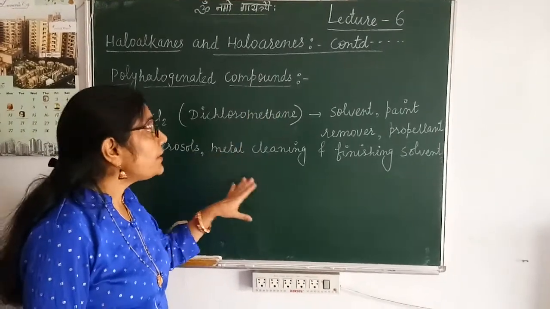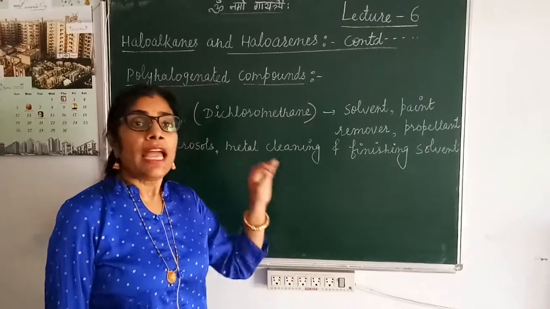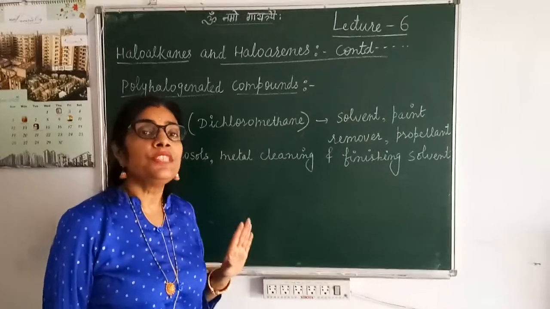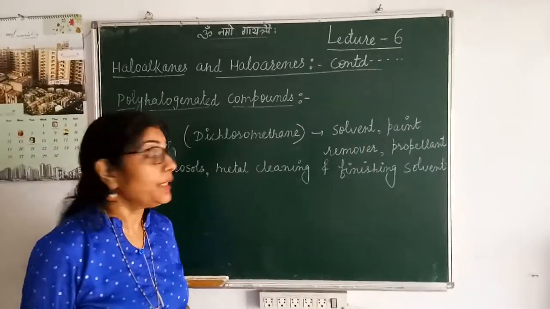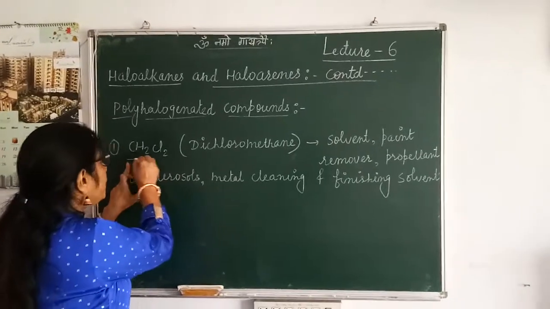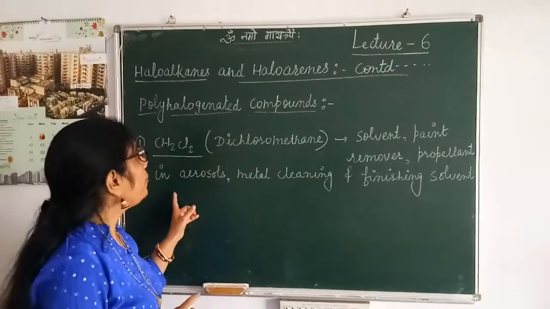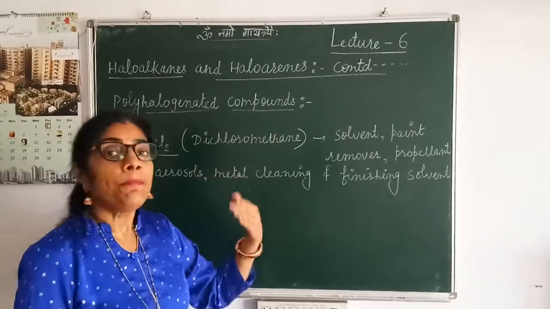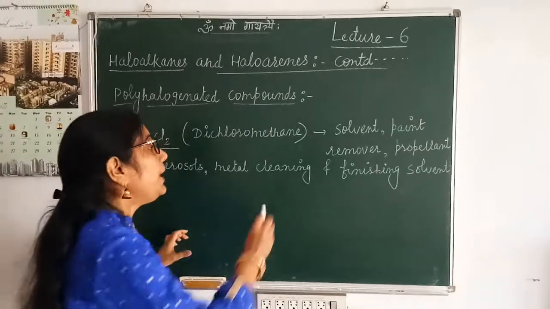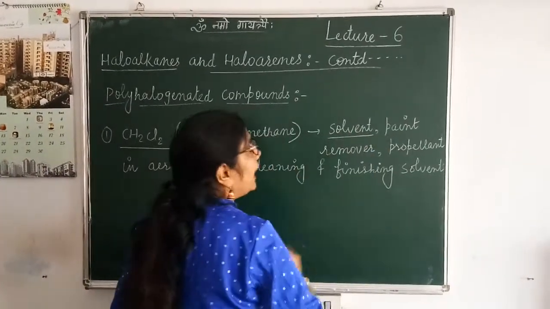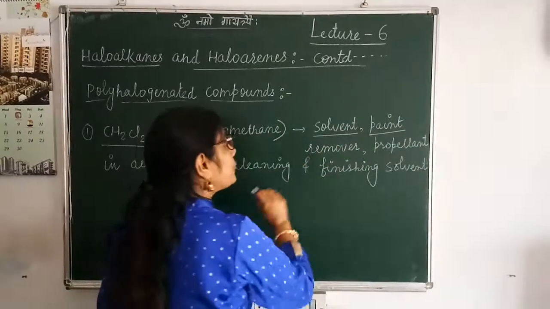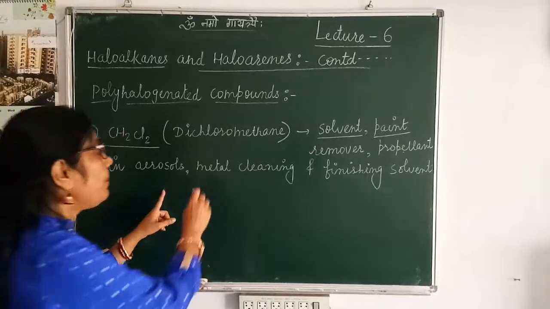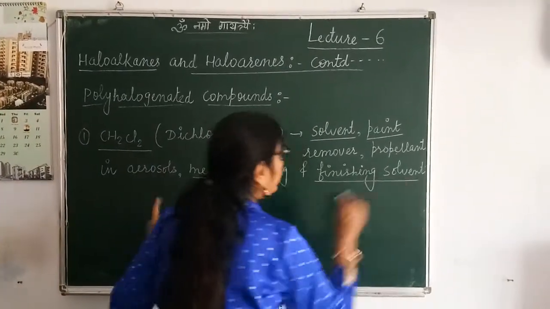So we are going to discuss polyhalogenated compounds, and normally their important uses are asked during examination. The first compound is CH2Cl2. As you all know, it is named dichloromethane, and it can be prepared from halogenation of alkanes itself. It is used as a solvent for organic compounds. It is also used as paint remover, propellant in aerosols, metal cleaning, as well as finishing solvent.